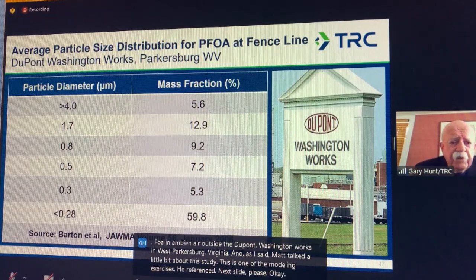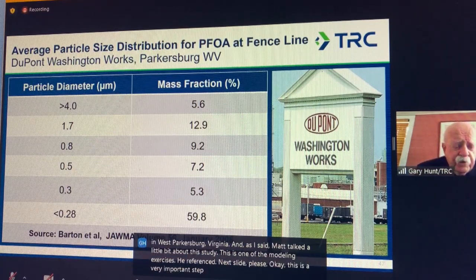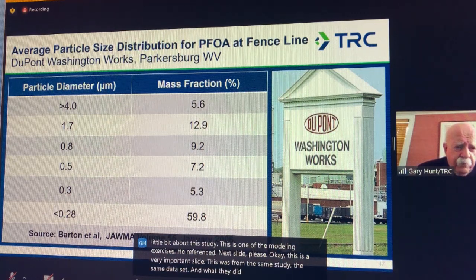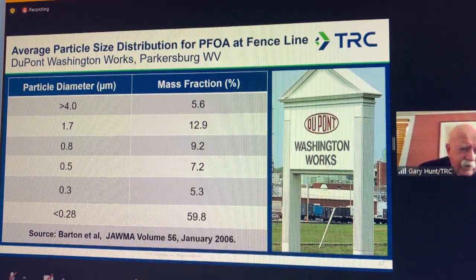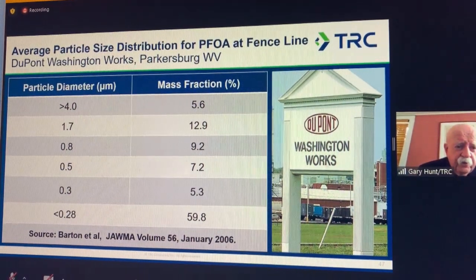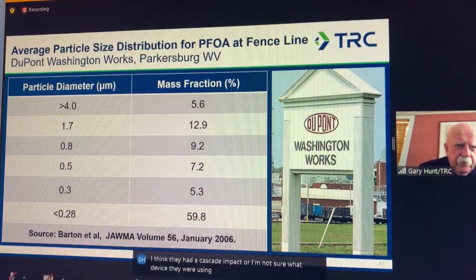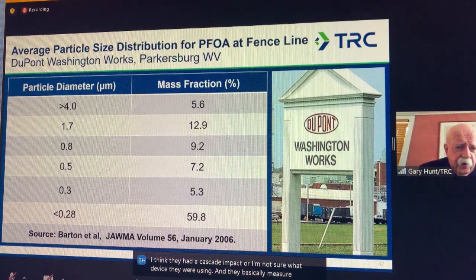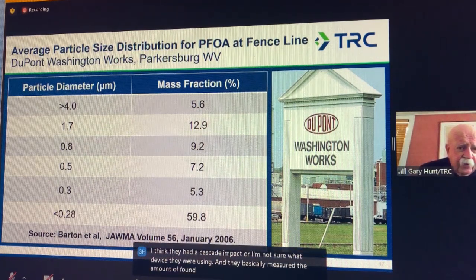Okay, this is a very important slide. This was from the same study, the same data set. What they did was they looked at particle diameter. I think they had a cascade impactor. I'm not sure what device they were using. And they basically measured the amount of PFOA found on each of the different particle fractions.